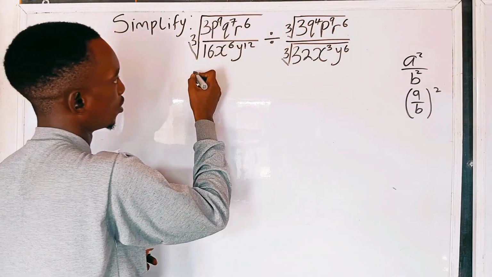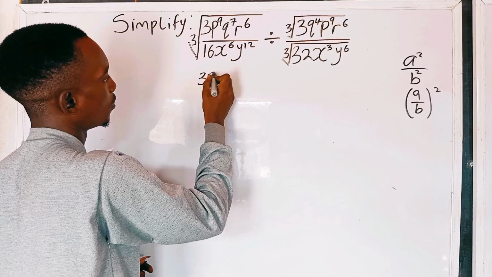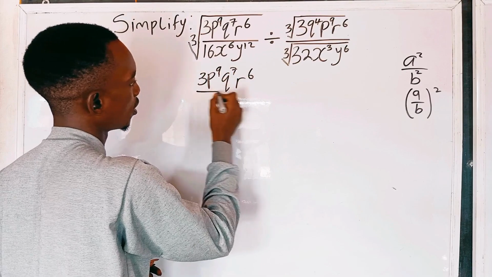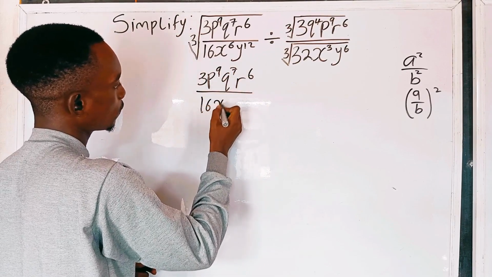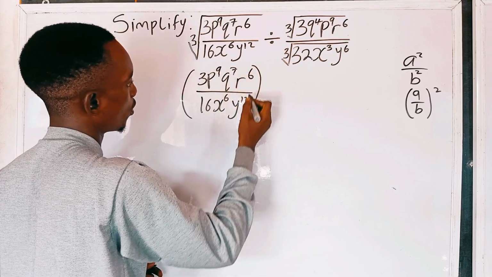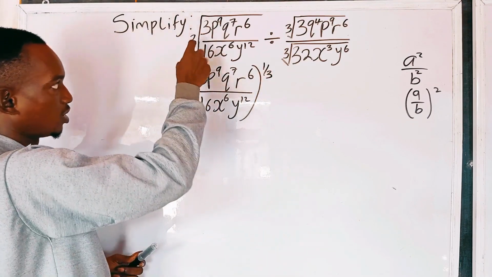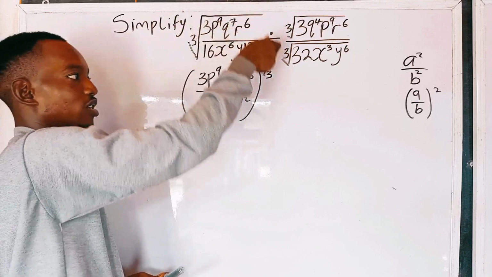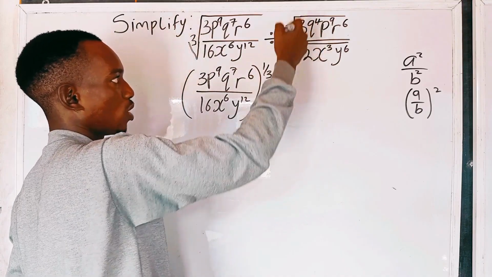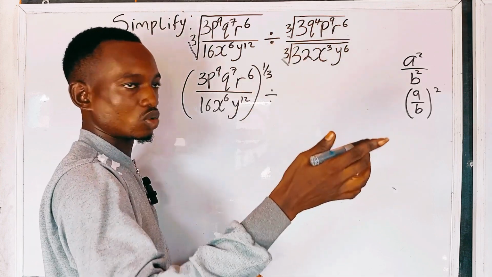So first of all, we're going to write this one as a fractional power. Okay, so we have 3p^9 q^7 r^6 all over 16 x^6 y^12, all to the power of 1 over 3. Okay, don't forget, there's also the law of indices. When you have a cube root, you can express it as a fractional power, then divided by, don't forget, these two also have cube root and cube root. You can join them together, hence converting it to a power.